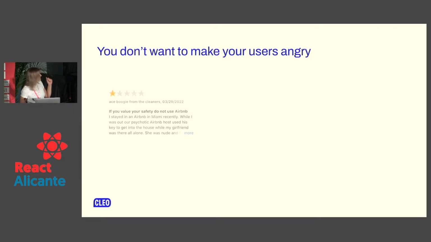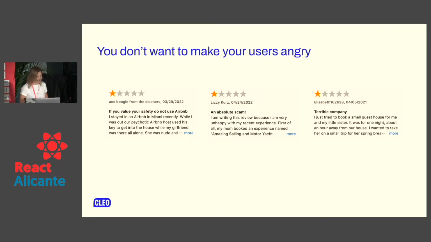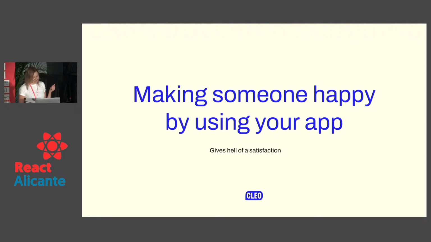Another example is a very well-known app, which is Airbnb. As you can see, sometimes users of Airbnb, which probably has an amazing user research team, say, "If you value your safety, don't use Airbnb. An absolute scam. Terrible company." Sometimes it happens, even to Airbnb. There are different stories behind such reviews, but we should never really ignore them. And I know it's a little bit cliche, but if we can make someone a little bit happier than yesterday by using our app, even if it's TikTok, it's worth it, right?